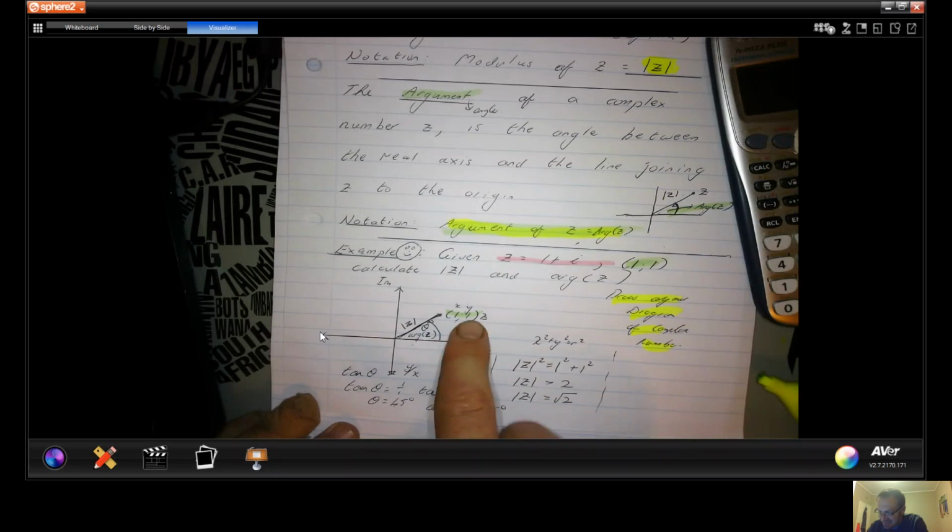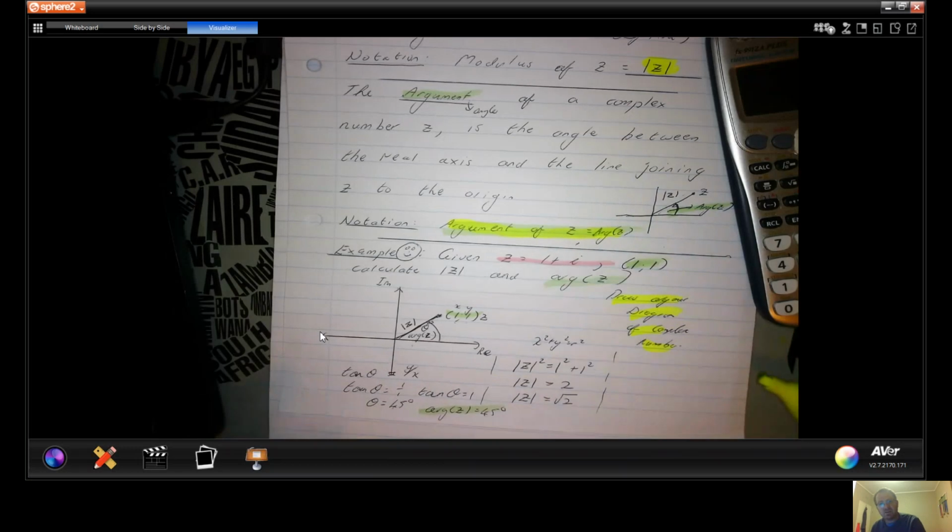To find the angle, you'll always be given the x and y, so you may as well use tan. Tan is equal to the y coordinate over the x coordinate, so tan is 1. How do you use your calculator? Shift tan to the negative 1 of 1, and you get 45 degrees. So the argument of z is 45 degrees.